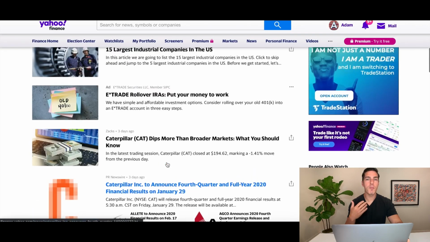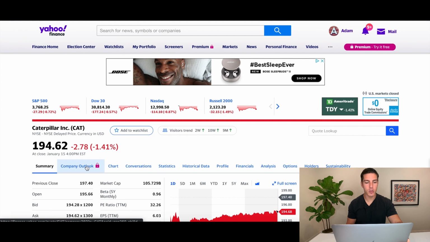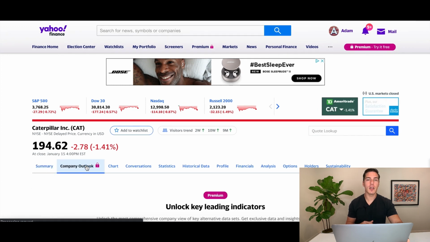All right, so now we're going to scroll back up to where the stock price was and go back to that toolbar. The company outlook is a premium feature, and as you can tell, I don't use it. There's probably information throughout some of these other tabs that you can find that would represent what is actually in the company outlook.